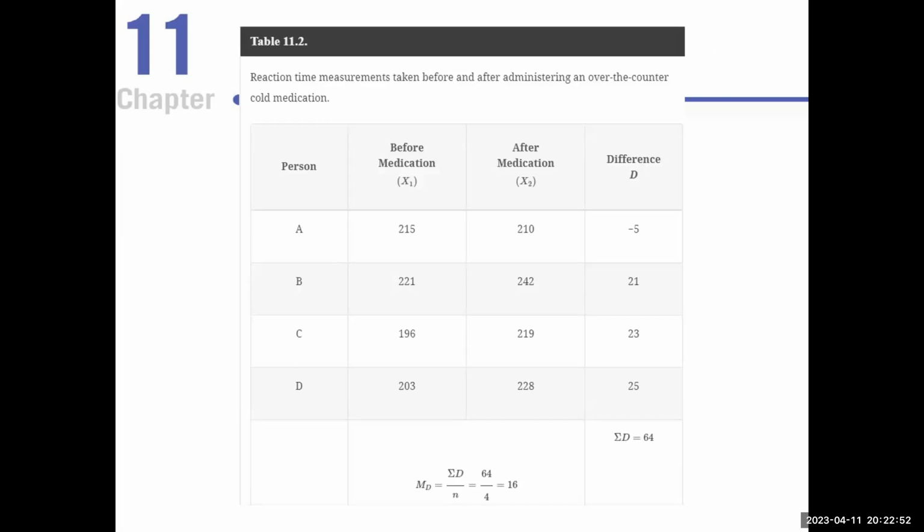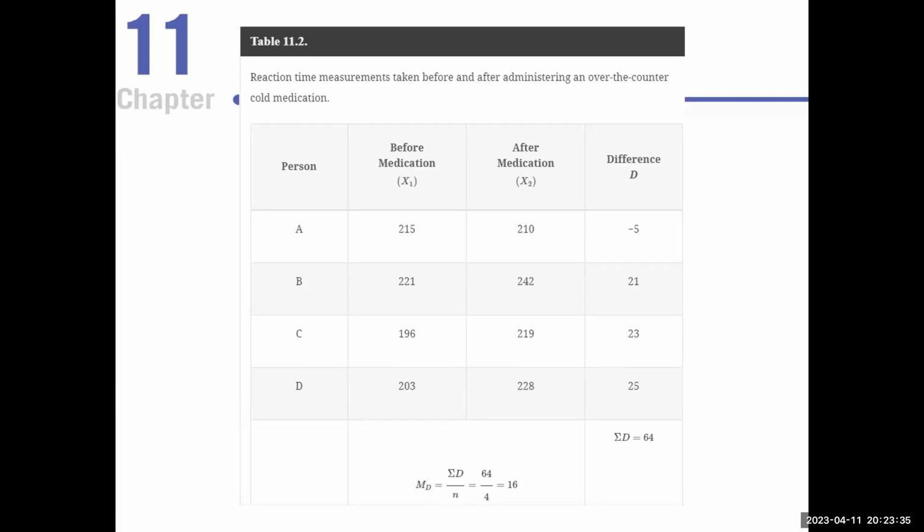So here's an example of a measure or a study. It talked about reaction time measurements taken before and after administering an over-the-counter cold medication. They're looking at reaction times to see if the over-the-counter medication had any drowsiness effects, right? So they were looking at alertness: how alert is a person before and after they were administered this particular medication? Oftentimes, when a pharmaceutical company says that their drug is non-drowsy, sometimes it is, sometimes it isn't, so sometimes they have to check to see if that is the case.